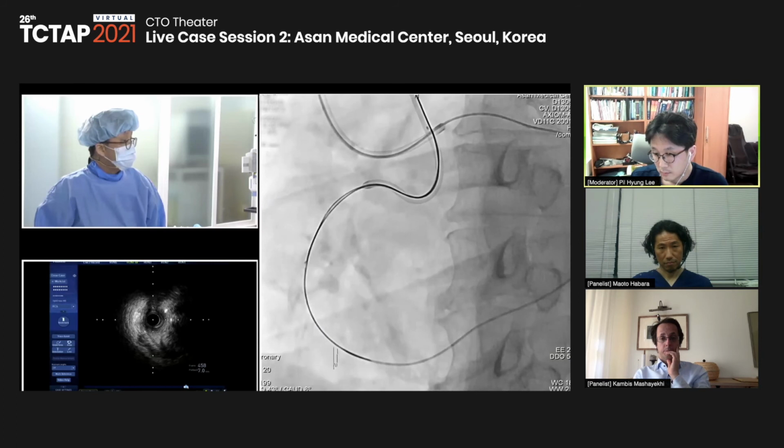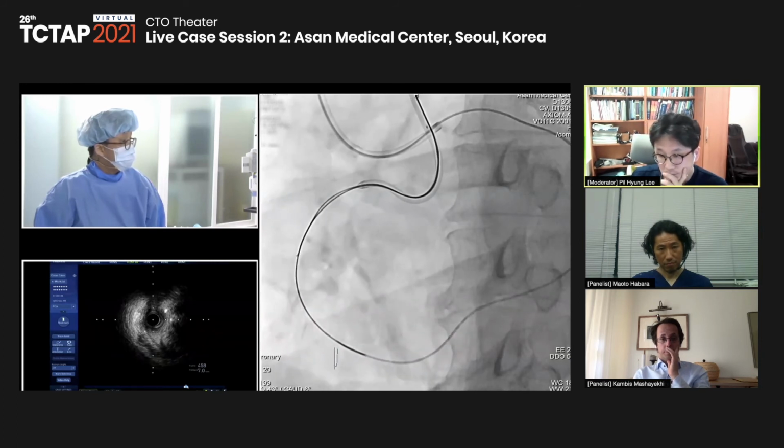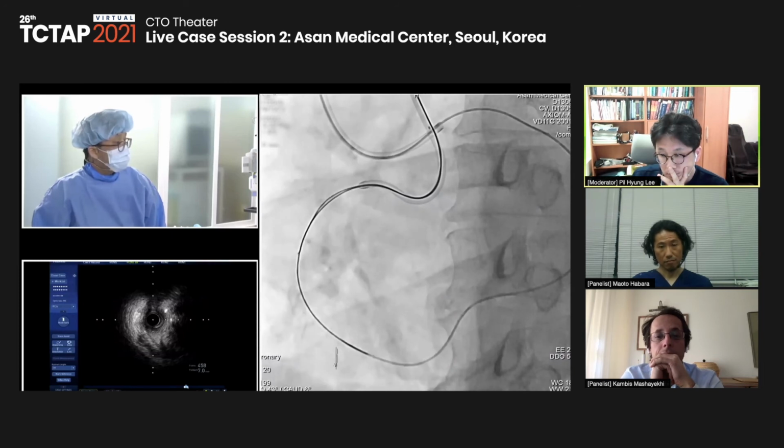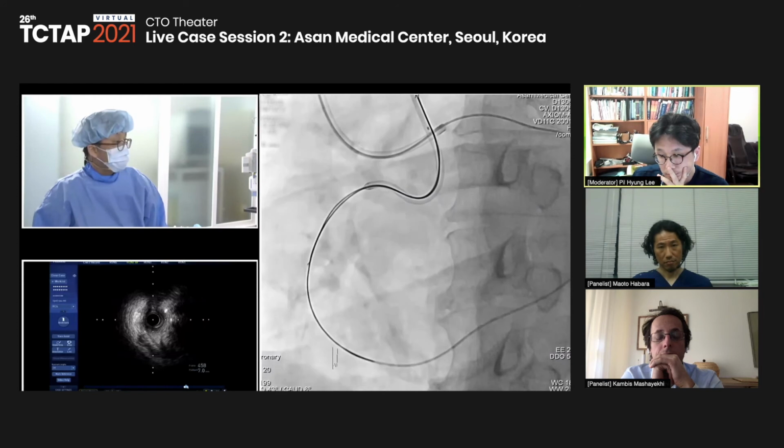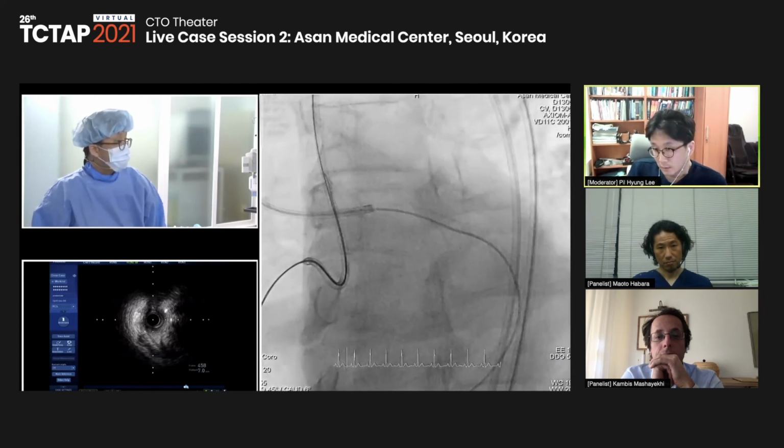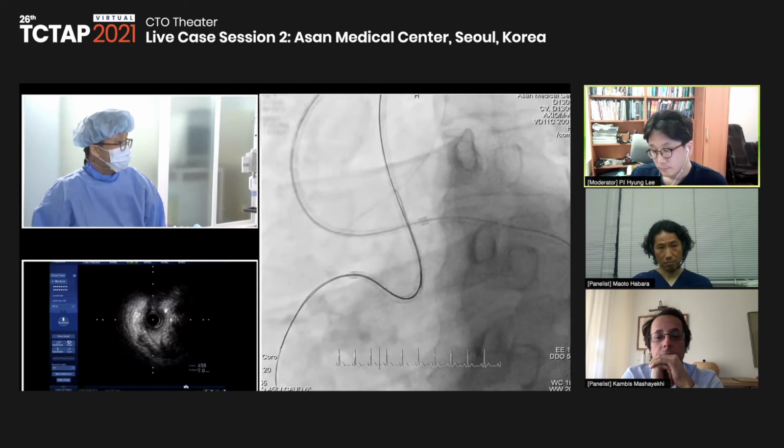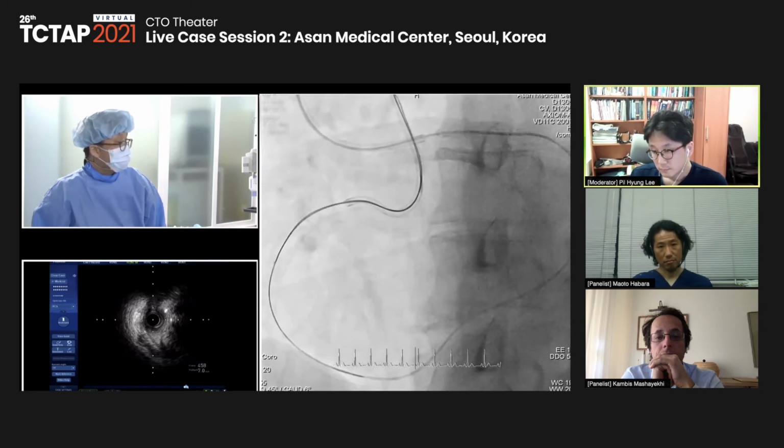After balloon anchoring, I tried to advance the retrograde microcatheter toward the antegrade guiding, but it does not work. It's stuck there. My feeling is that it will never work. So in that situation, what we can do is a rendezvous technique in the guiding catheter.